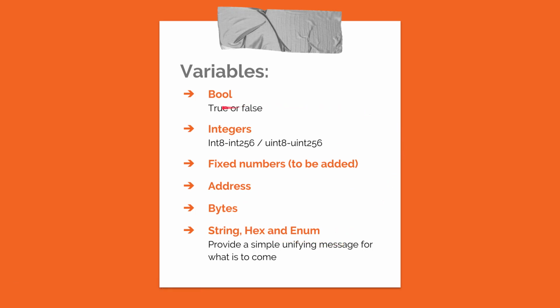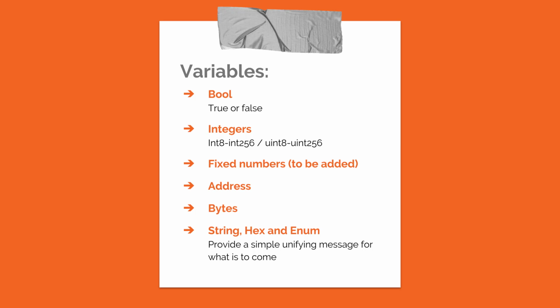Booleans, as you may know, are data types that may have only two possible values, true or false. In Solidity they are defined with the keyword bool. The integers in Solidity, however, are a little bit more interesting. If you don't know, an integer is a number with no fractional part. It can be positive, negative, or 0.